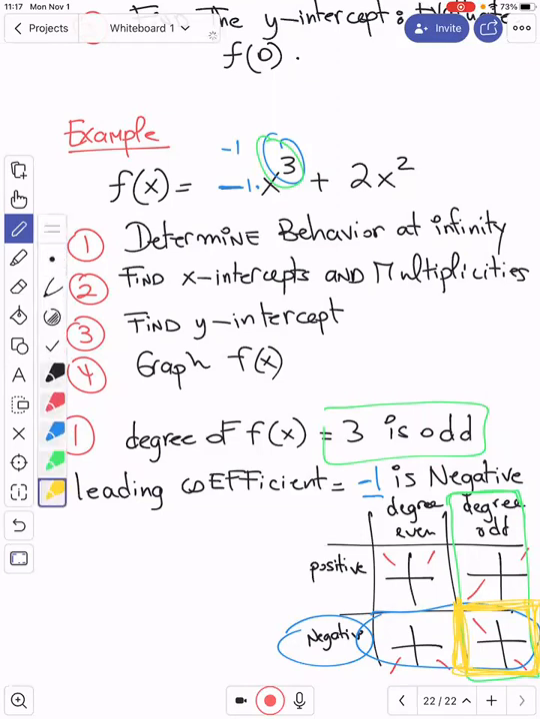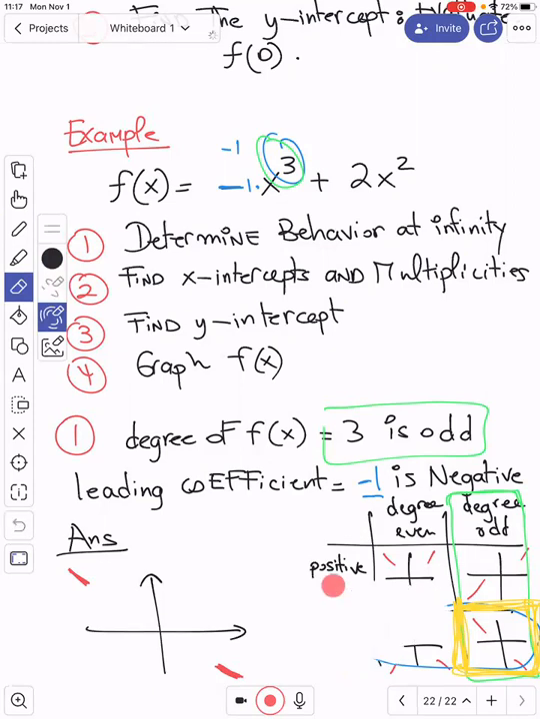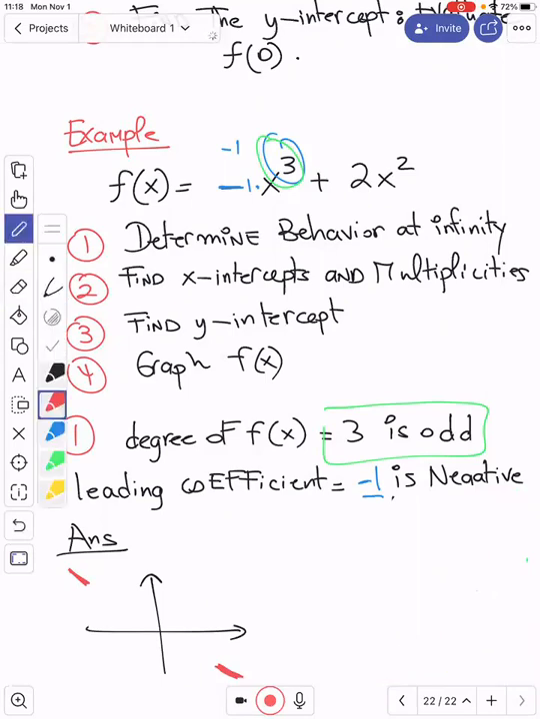So to answer this question, all you have to do, guys, is draw this graph. On the left you have something here at the top, and on the right you have something here at the bottom. So that's the answer. This is the behavior of f at infinity. And of course, you need this table that we discussed last week. Or instead of the graph, it's up to you.